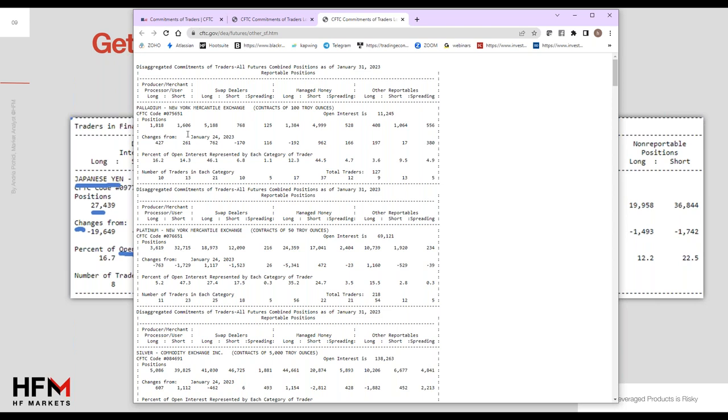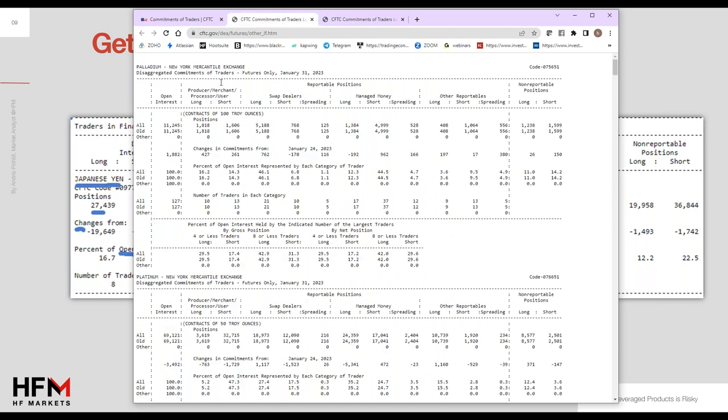And what we can derive from this report is, let's take palladium, for example. We have a steady long position from the first category, the producers and merchants. There is no rise, there is no increase over here. And swap dealers, the same. So very, very steady for all of them, actually. Let's have a look at the changes in the commitments. There was a change here, positive and negative, in the swap dealers short. So that means the swap dealers changed from short to long, 170 of them changed. So they shifted into the long position.